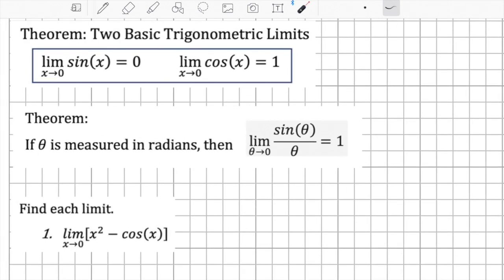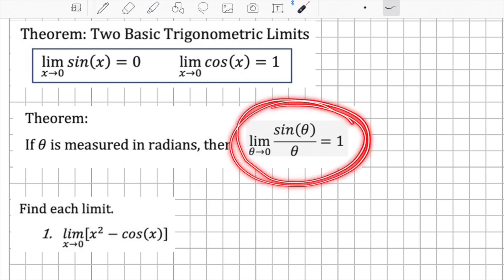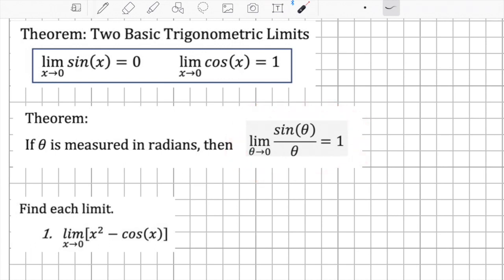Also, we have this theorem that will help us simplify things, and it reads like this. If theta is measured in radians, then the limit as theta approaches 0 of sine of theta over theta is equal to 1. So we need to memorize this theorem, right?